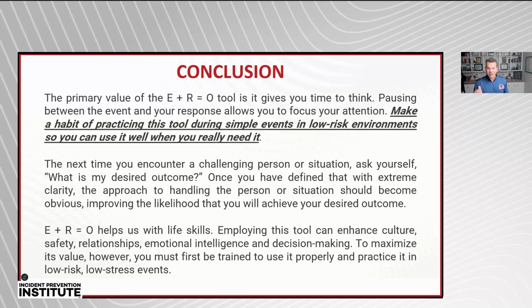And I really do like to say, this E plus R equals O is life skills. That's really what it is. And life skills are all about how we handle people. We wouldn't need to talk about safety and culture and relationships and all that if people weren't involved. That's not to say people are bad. People are fantastic. But it's how you interact with them. That's really what this tool does, is help you increase the effectiveness of your interactions with other people you're a part of. Employing this tool can help enhance culture, safety, relationships, emotional intelligence, and decision-making.